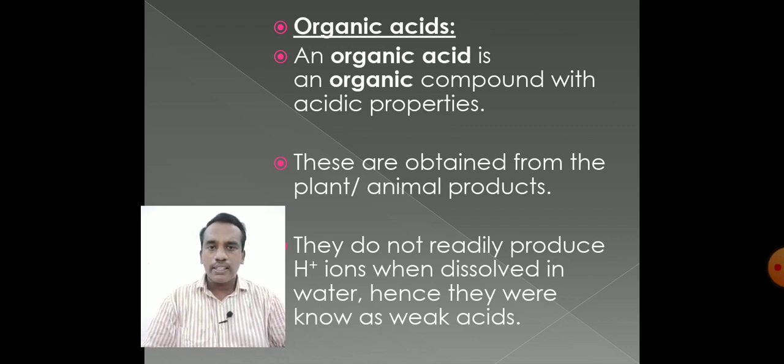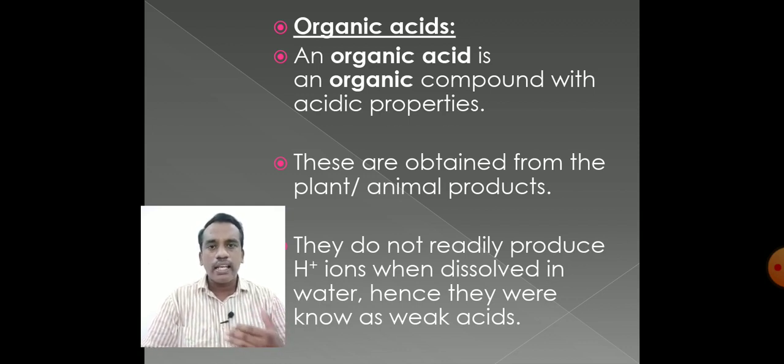So let us see about the organic acid. We had already discussed the organic acid is a weak acid. Why is it called a weak acid? What is an acid? First of all, acids are the substances that produce H plus ions. Now we had classified the acids into two categories, organic acids and the inorganic acids.